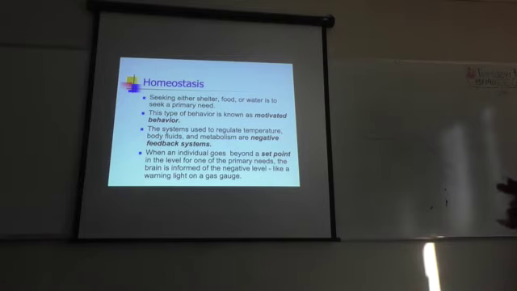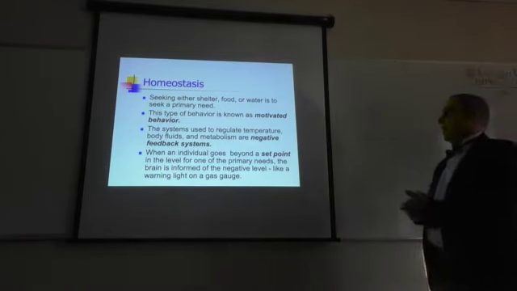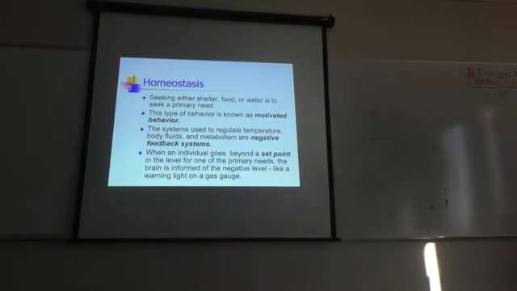The systems used to regulate temperature, body fluid, and metabolism are negative feedback systems. When an individual goes beyond a set point in the level for one of the primary needs, the brain is informed of the negative level like a warning light on a gas gauge. It tells you that you're running on empty, whatever that empty happens to be. Maybe you're thirsty, maybe you're hungry, maybe, I don't know.